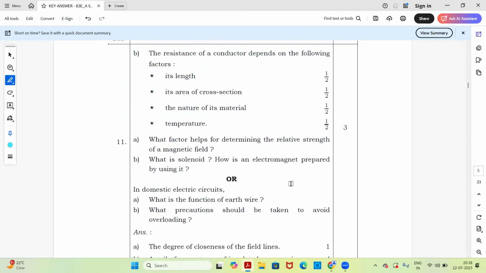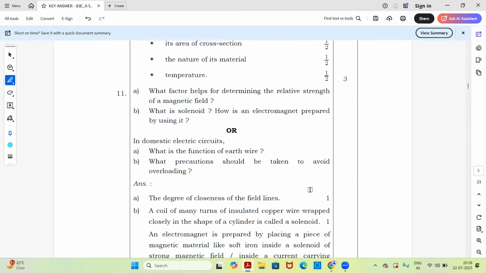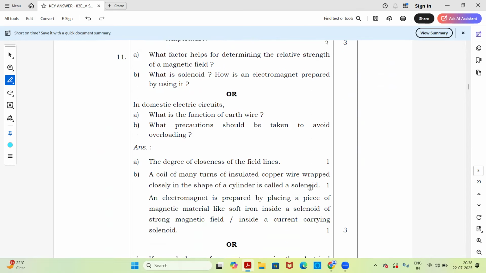Question 11. Here you have an internal option. Both questions have sub questions. Internal choice questions have sub questions, you can write either of them. First question: what factor helps for determining the relative strength of a magnetic field? Question B: what is a solenoid? How is an electromagnet prepared by using it?